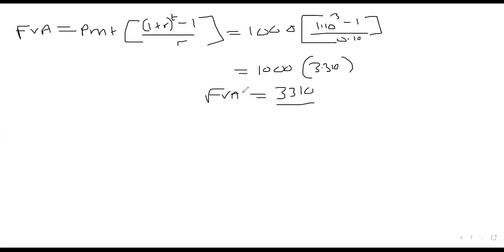How do we know it's an annuity? They always tell you that there are periodic payments that are made that are fixed. And the future value of an annuity due will simply be, multiply this one by what? 1 plus r, 1.10. This will give us our future value of an annuity due.